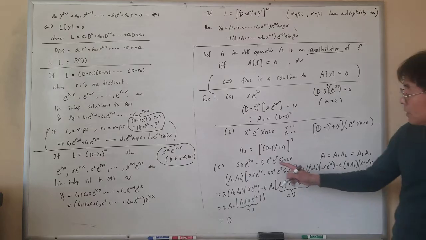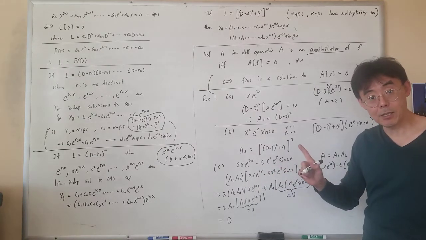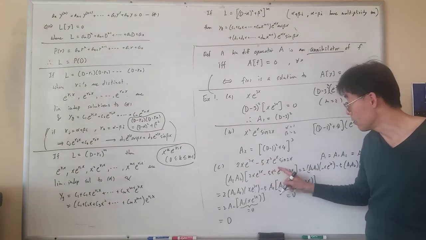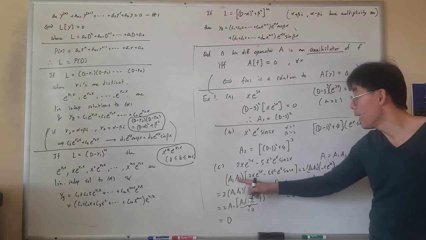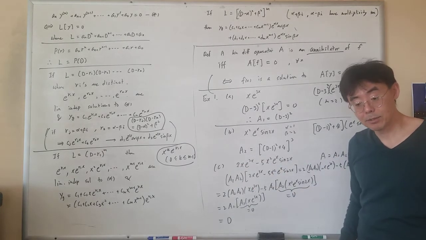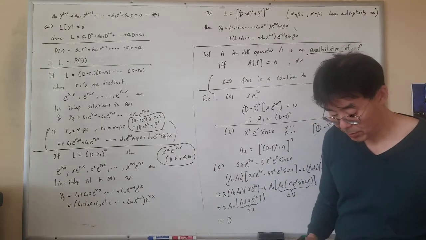So when you have a linear combination of two different kinds of functions, if you want to find the annihilator, then you have to find the annihilator of the first term, and the annihilator of the second term, and make a product of those two annihilators. It's not really a product, it's a composition of annihilators.